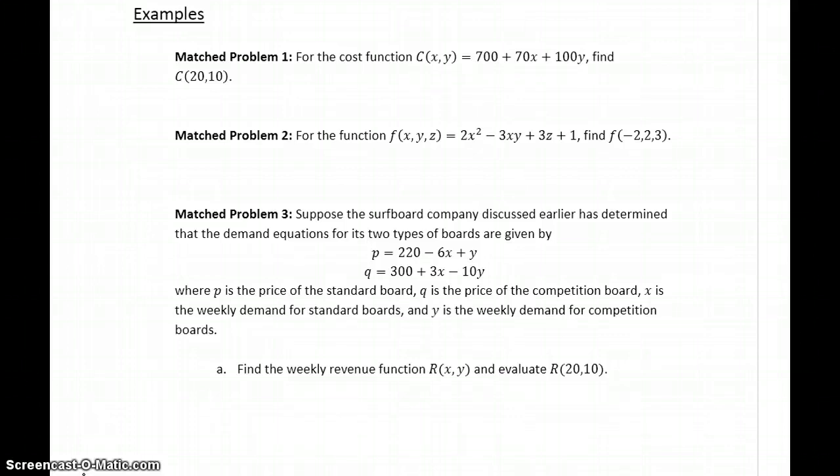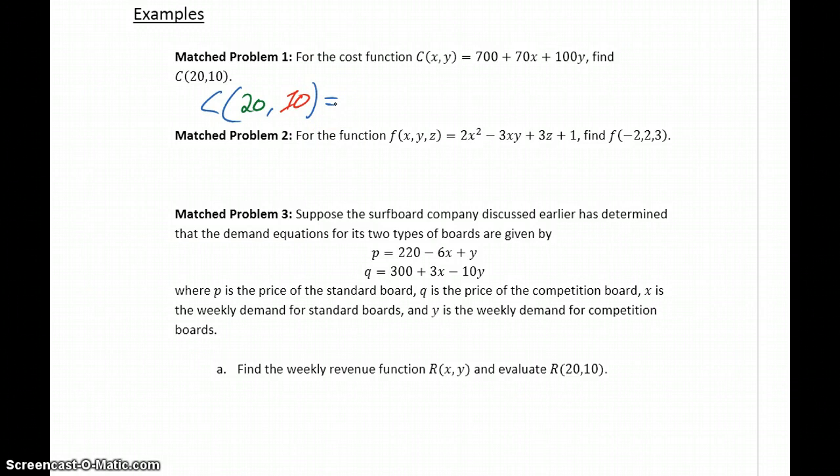So in math problems 1 and 2, they're both very similar. It just comes down to substituting in some given values for x and y into the equation, and then coming up with that final result. So in math problem 1, we want to find the value of the cost function evaluated at 20, 10.